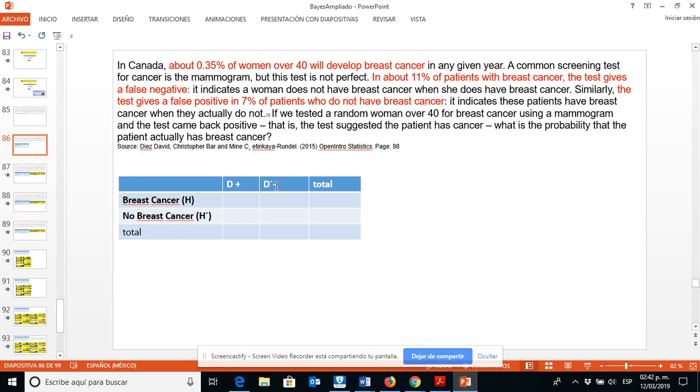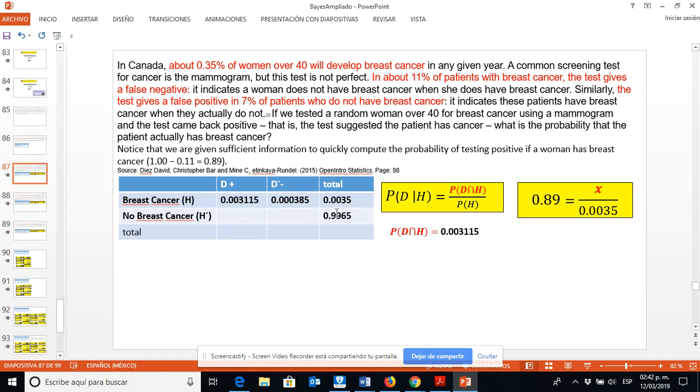This is the contingency table that we are going to use. For us, the D will represent a mammogram test that gives positive, and the D prime will represent a mammogram test that gives negative. Breast cancer will be represented by H, and no breast cancer will be represented by H prime.